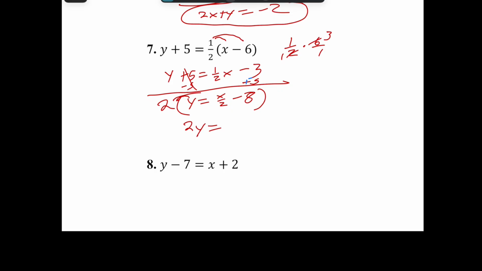So I did that. What about this one? What do I get here? Well, the 2's cancel out, and I'm left with just an x. Minus, well, what's 2 times negative 8? Negative 16.